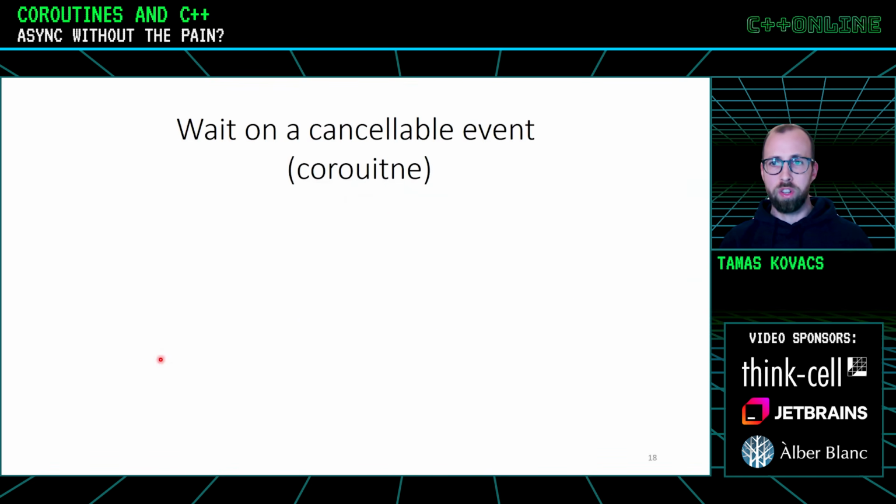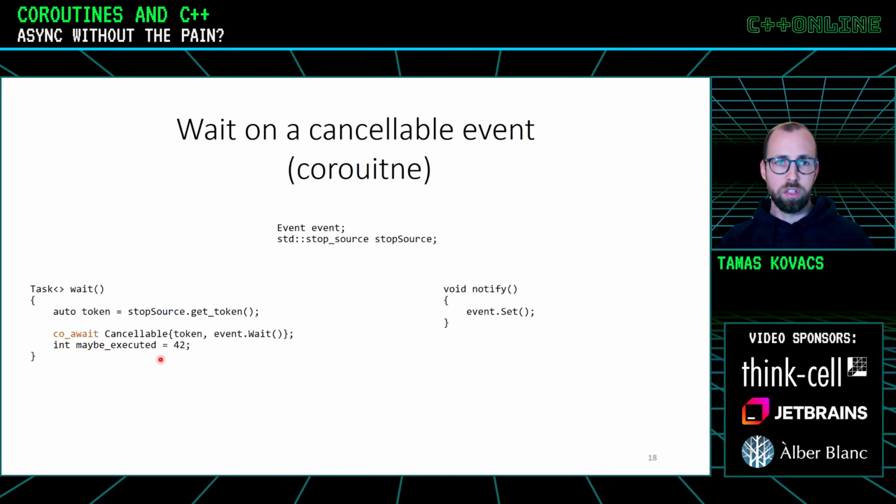But what about the coroutine version? So the intent of the code hasn't changed. We have an event. We have also stop source. Notify function is still the same. And this is our wait function now, wait coroutine function. What we have here, this is our original event wait, which gives us an awaitable. And now we have a cancelable awaitable, which wraps everything together. And by composing them, we make this wait cancelable without changing the event or the waiting logic itself.